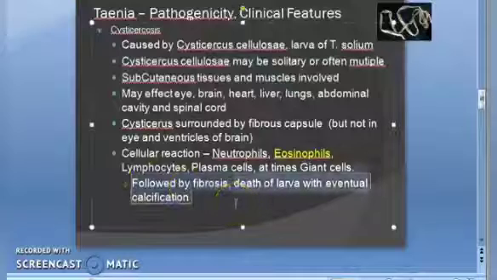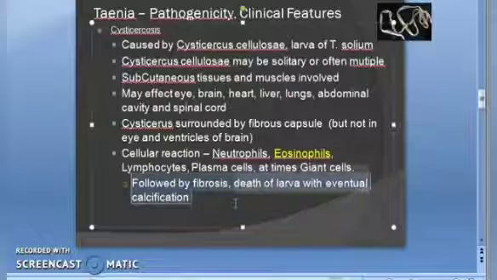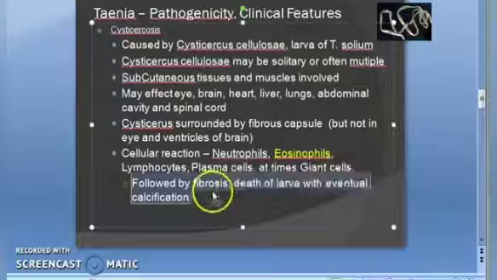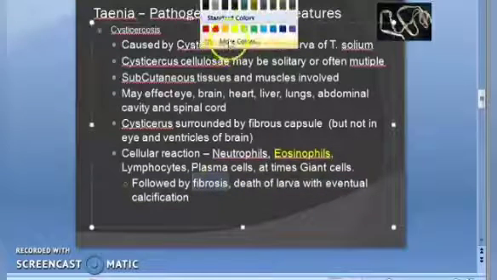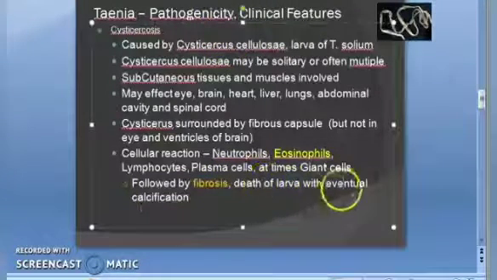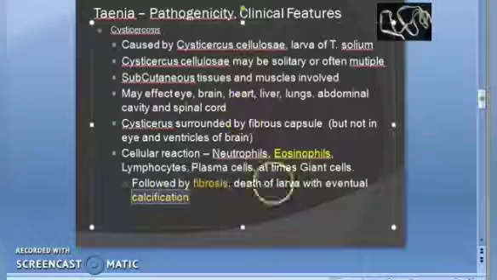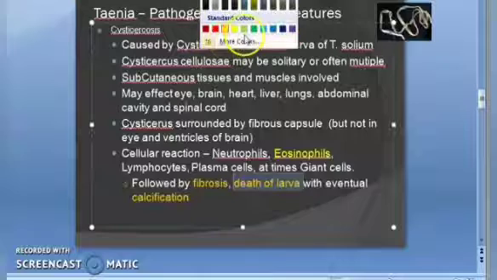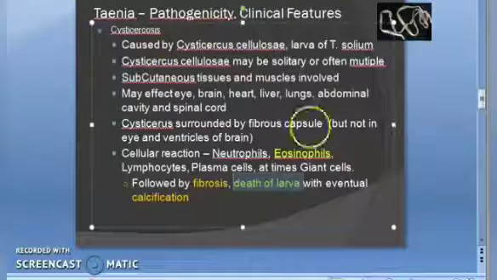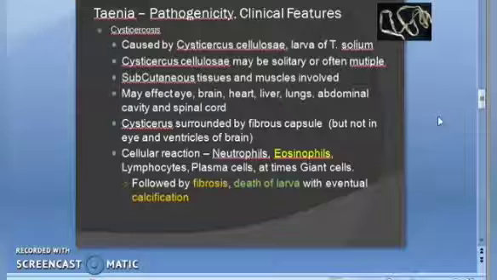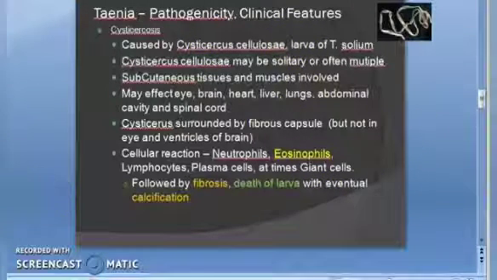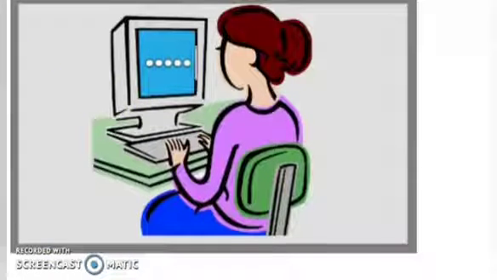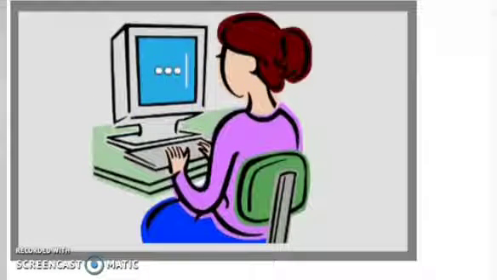Then finally, because of all these cellular reactions, there will be fibrosis. Then the tissue will die because of calcification, right? Then the larva also will die. It will kill the cells, fibrosis, calcification, then the larva itself will die. Nice, no? Now, how many people are sleeping and how many people are understanding what we are trying to explain? We finished the pathogenicity of cysticercosis, okay?